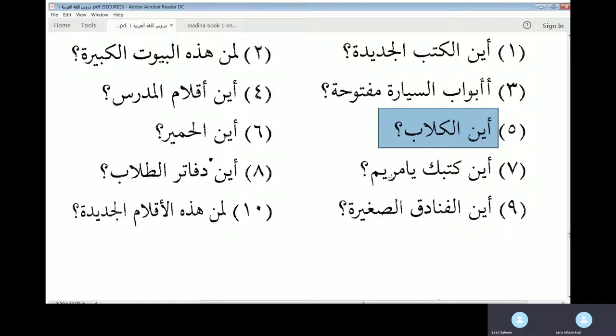Man is used for human beings only, not for animals. Here, only ainal kilabu. Fi shari'.